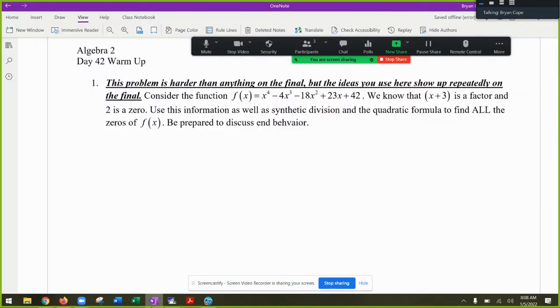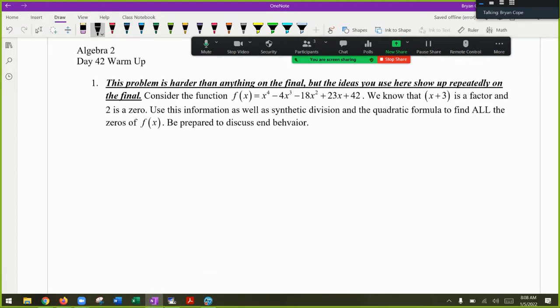All right, so what we want to do then is use the fact that x plus 3 is a factor, right? If x plus 3 is a factor, then one of the zeros is negative 3. We can right away know that fact. And then we also are told that 2 is a 0, okay? So 2 is a 0.